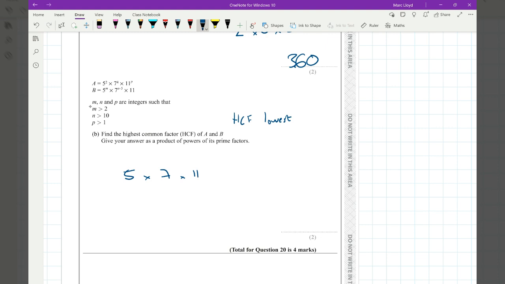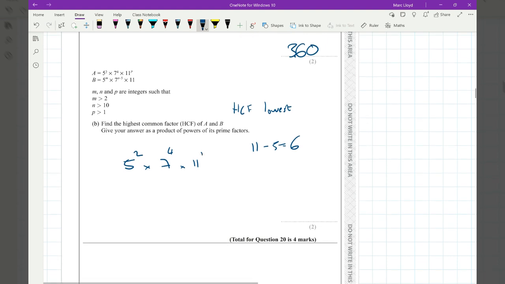Now, looking at the m's, if m is greater than 2, then 5 squared is going to be the value that we take. If n is greater than 10, and let's say it's, for example, 11, 11 take away 5 gives us 6. That's going to be bigger than the 4 on the previous one for 7, so that's just 4. And then p is greater than 1, meaning that it's just 1 there. So that's going to be our HCF. It says leave it as a product of its prime factors. So 5 squared times 7 to the 4 times 11.